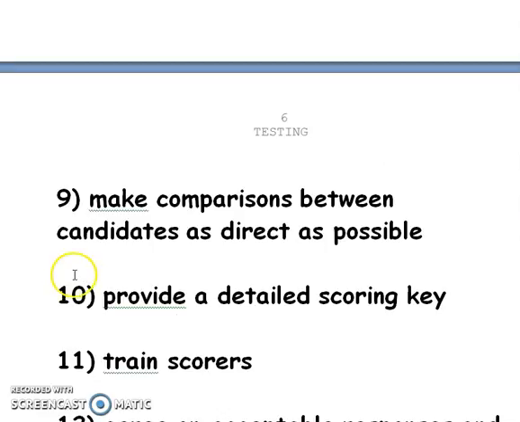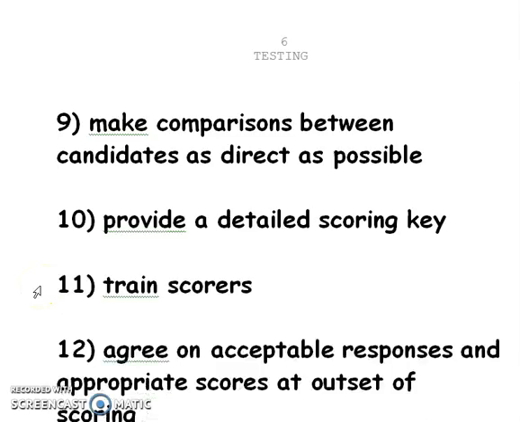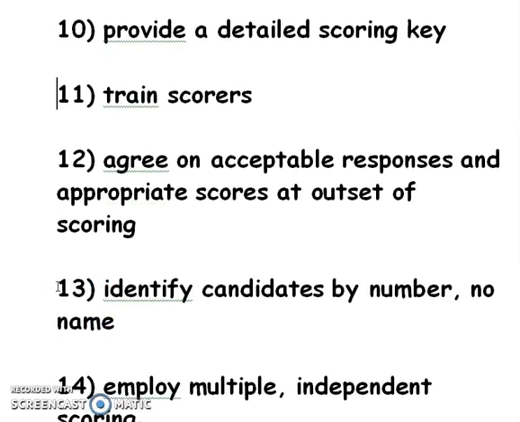Eight, use items that permit scoring which is as objective as possible, or, as I said, write good rubrics. Nine, make comparisons between candidates as direct as possible. That is, give clear tests or quizzes, or make it clear. Ten, provide a detailed scoring key. Eleven, train scorers. That's right. If you don't want an A and an F from the same essay, then you have to have a session to train your scorers.